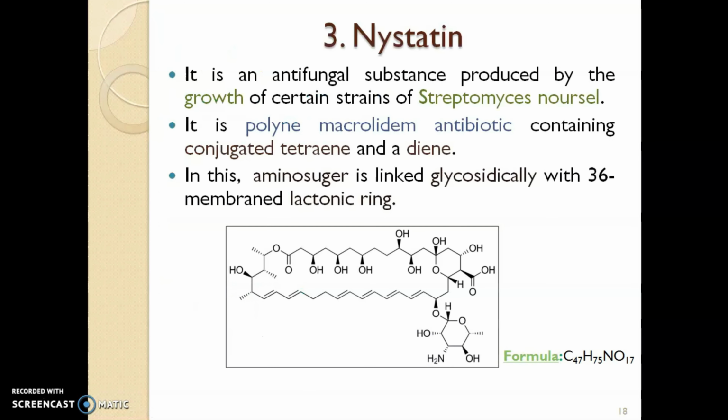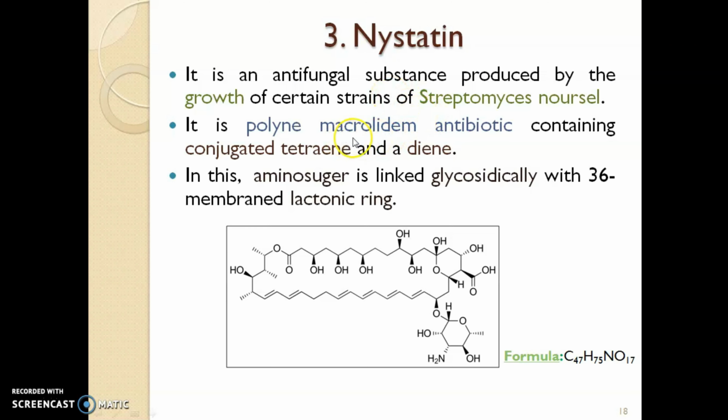Now move to the next drug, that is nystatin. This is an antifungal substance which is isolated from Streptomyces noursei. Nystatin is isolated from these strains when grown. This is a polyene macrolide antibiotic. If you see below, the structure shows that nystatin has a structurally conjugated tetraene and diene. Also, the amino sugar is linked glycosidically with a 36 membered lactonic ring. The structure is given below.